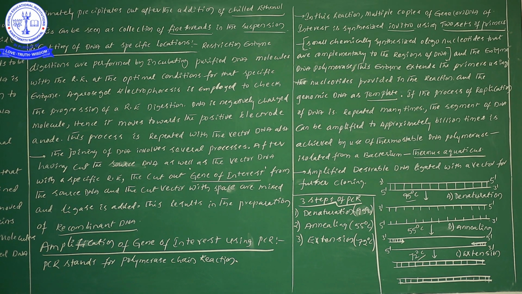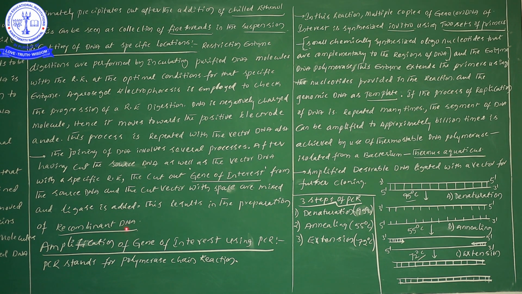Now, the same type of restriction enzyme must be used for cutting the plasmid also. Don't forget, the same kind of restriction enzyme we have to use for cutting both sources. So when this desirable gene, or gene of interest, is placed in the plasmid, at that time we can definitely see the formation of recombinant DNA.